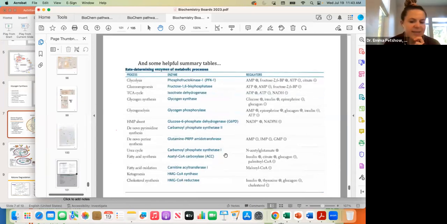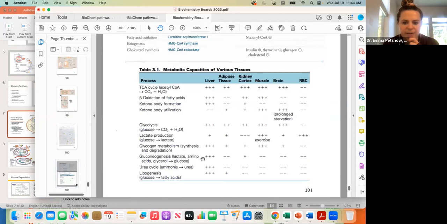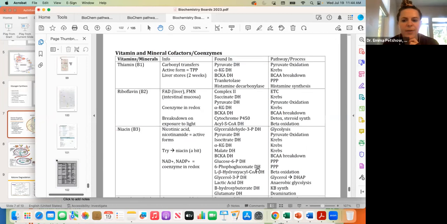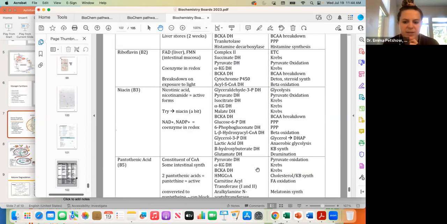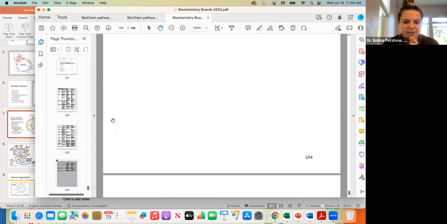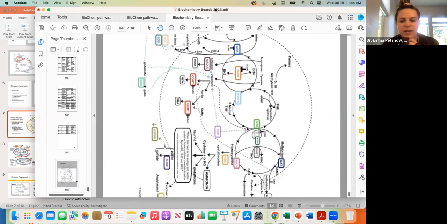Here's a summary table. This is coming from USMLE. Another summary table showing where things are doing things. And then your vitamin summary table at the end. If you just really want to get lost in the sauce and look through all this, go for it. We'll do genetics tomorrow, so we're not going to look at that yet. Okay.